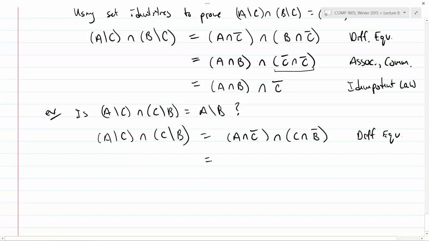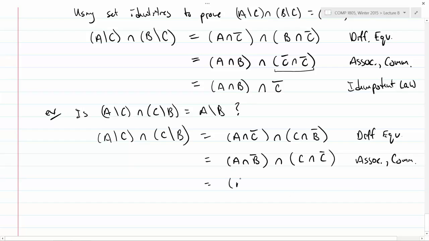And then after that, you might say, okay, well, I'm going to do a similar trick with the associative law. And I know that I have A minus B, so it feels like I'm going to want A intersect B complement somewhere. And in fact, I do get that. I have A intersect B complement, which is great. But the problem is I also have C intersect C complement. That's hanging around. That's by associativity and commutativity.